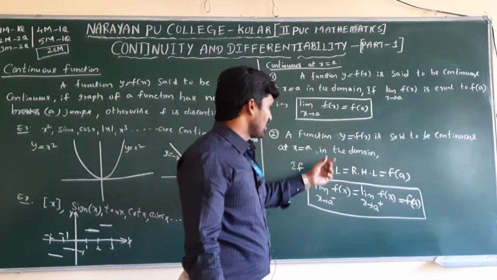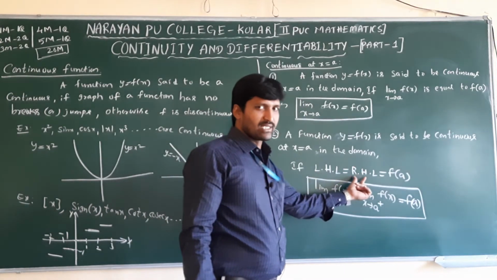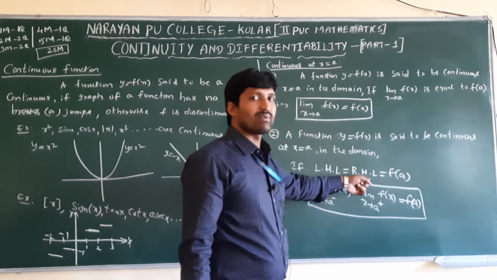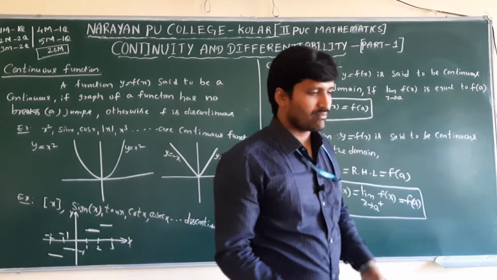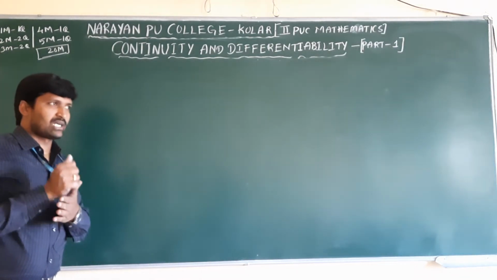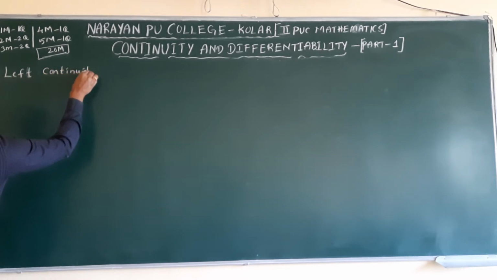From this we are learning another formula. What here? LHL equal to RHL equal to f of a. Here LHL means left hand limit, RHL means right hand limit. Now we learned what is continuous at point a, and what is the meaning of left continuity.